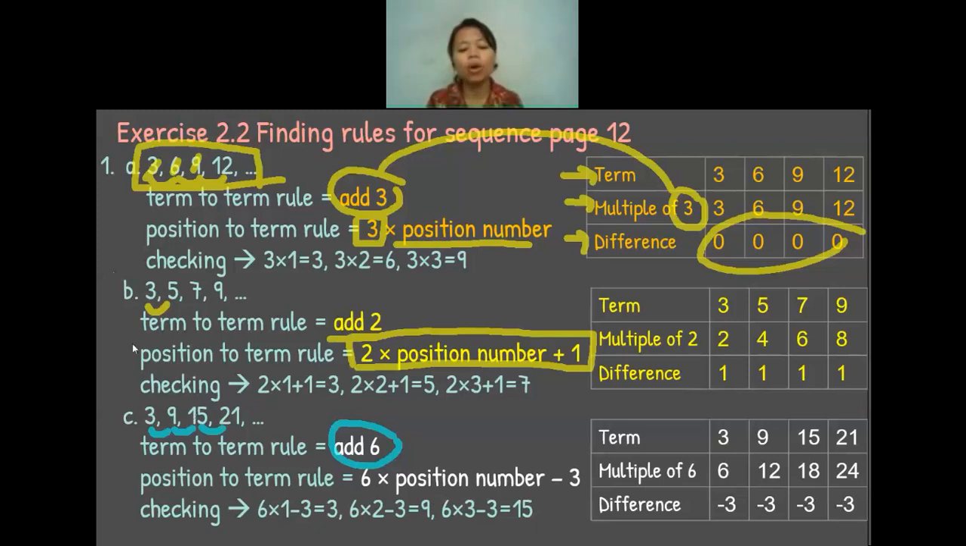The position number we always multiply by the term to term rule given. So 6 times position number, and then we add the difference that is given. The difference is negative 3. And then when we check, we need to replace the position number with 1, 2, 3, because we have to check for the first 3 terms. 6 times 1 minus 3, the answer is 3, matching. 6 times 2 minus 3 equals 9, matching also. 6 times 3 minus 3 equals 15, also matching. So it means the position to term rule is already correct.